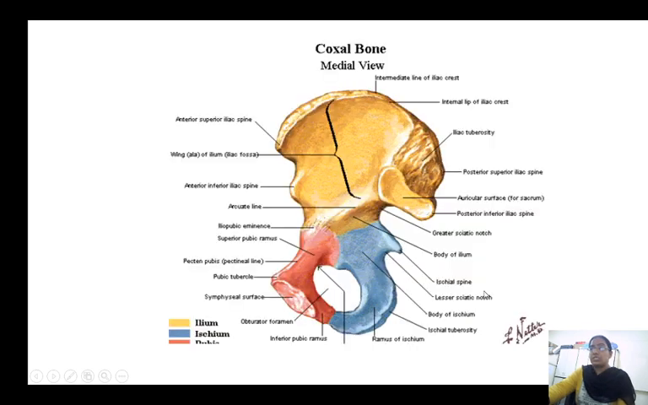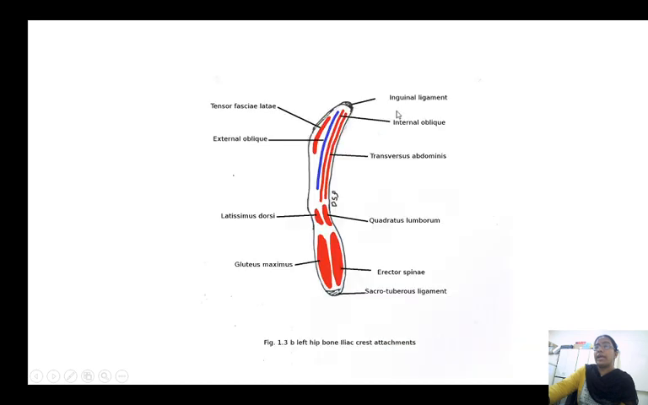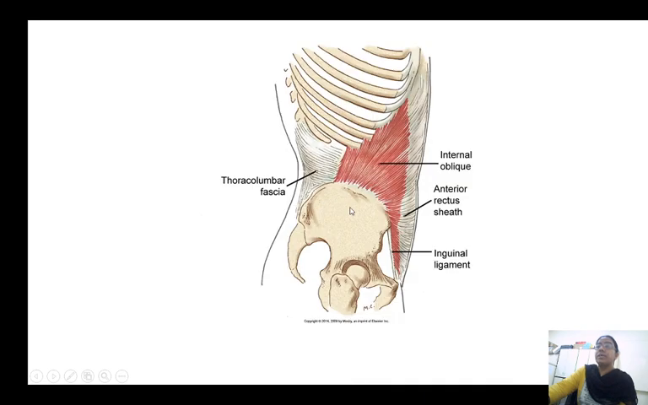So one origin is from here. The other is from the intermediate area of the iliac crest. This is the iliac crest, with the inner lip, intermediate area, and outer lip. So from the intermediate area of the iliac crest the internal oblique takes origin. Next, some of the fibers of the internal oblique also come from the thoracolumbar fascia. Yes, this is the thoracolumbar fascia.